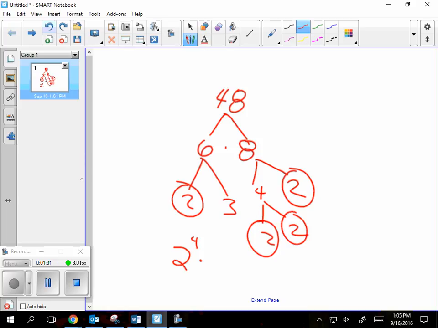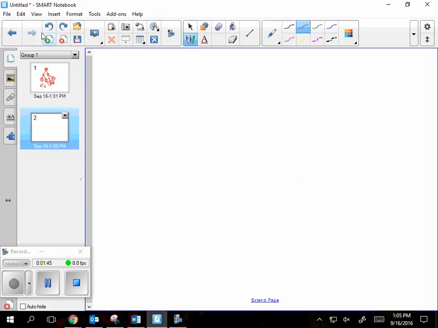Times, you can just use a dot for that. That's the more advanced way of saying times. 3. That is the prime factorization of 48. I'm going to do one more with you and see if you can handle it.